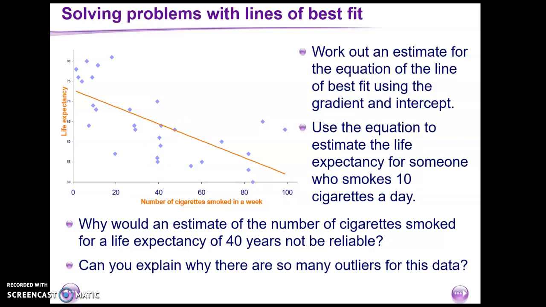Can you explain why there are so many outliers for this data? Well, what do you think? Have a little think about it and then push pause and then come back here.